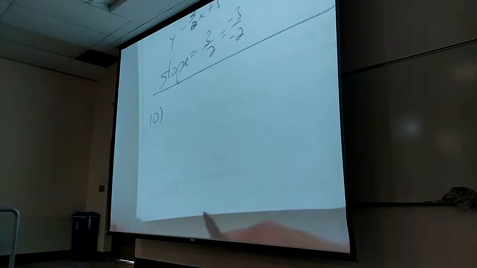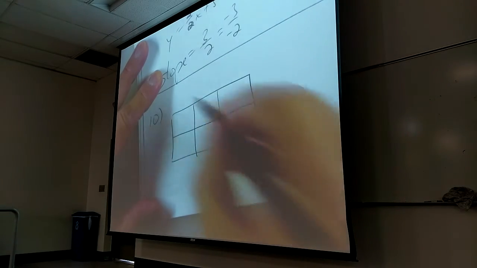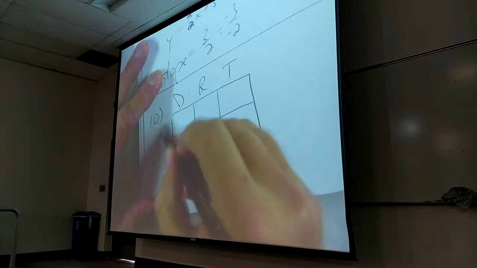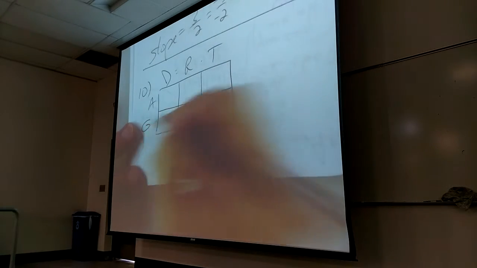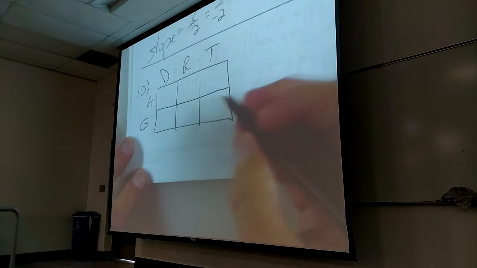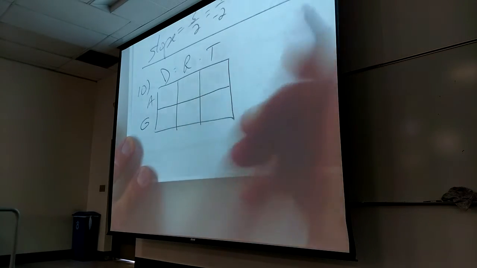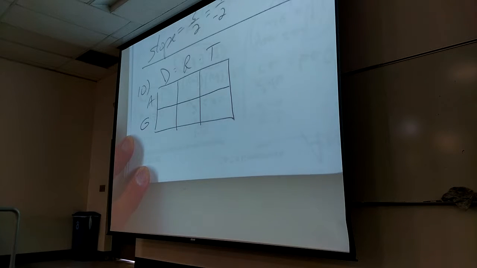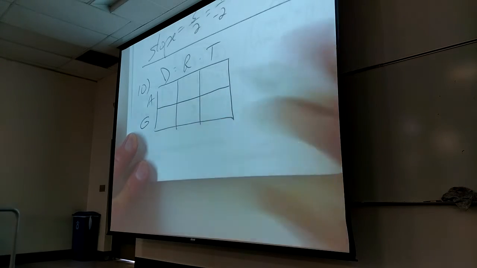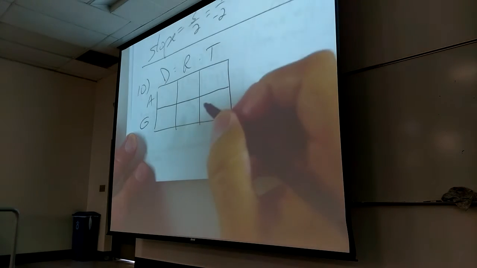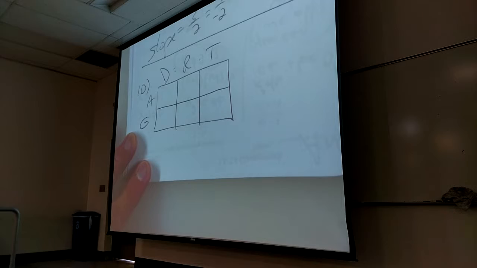So number 10, this is the distance, rate, time problem, right? You have Alex and George. And again, what do you do with this? You try to figure out, what can I just put in there? What do I know for sure? So Rudy, what do I know for sure about this problem? The speed? No, I don't have a clue about the speed. I know how they relate, but what do I know that I don't need any algebra for?